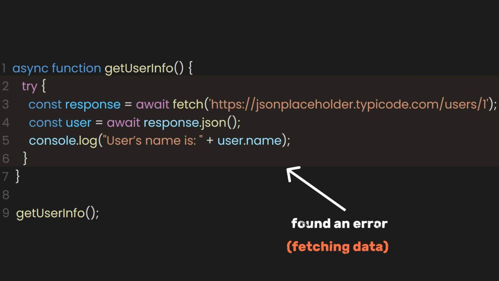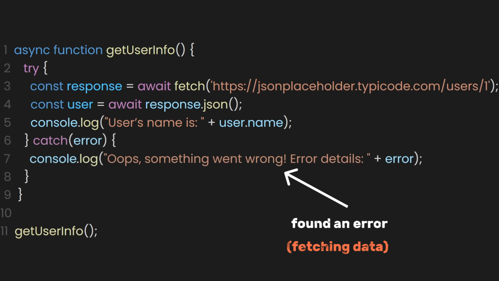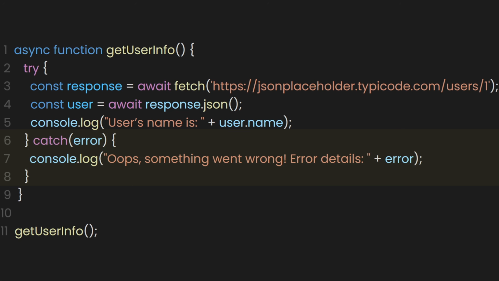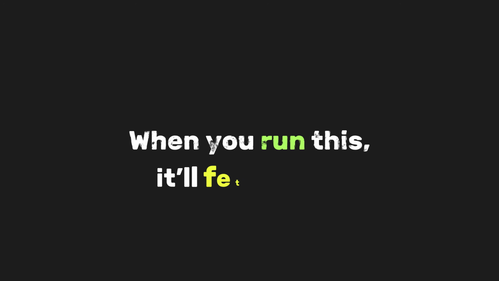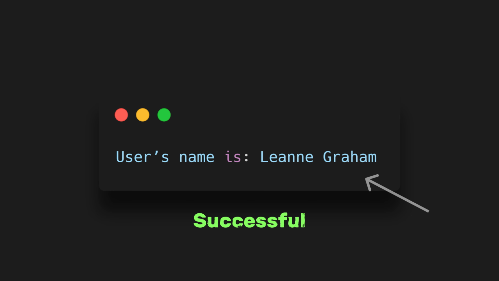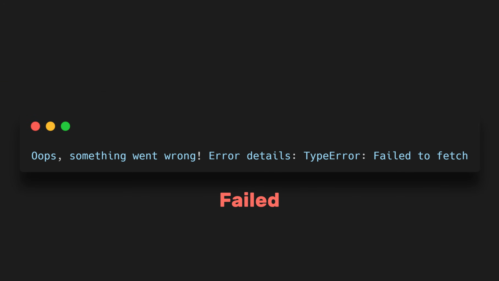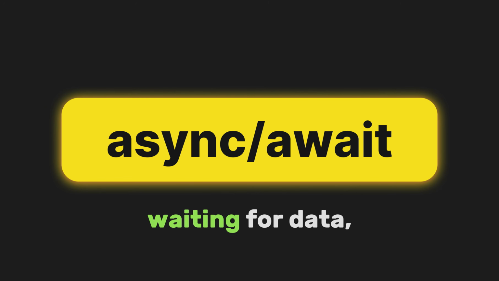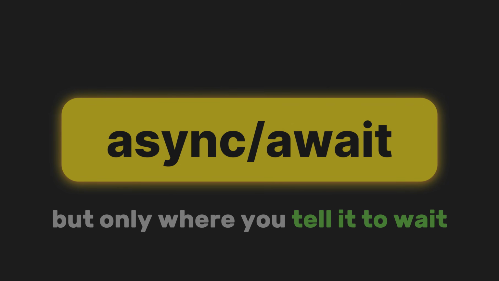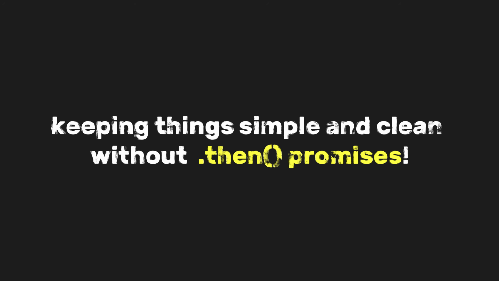If we do find an error, let's use the catch block to catch the error and log it to the console, printing a friendly message along with the error details so we know exactly what happened. When you run this, it'll fetch the user and print something like, user's name is Leanne Graham. If there's a problem, it'll say oops instead. This is Async Await in action, waiting for data, but only where you tell it to wait, keeping things simple and clean without .then promises.